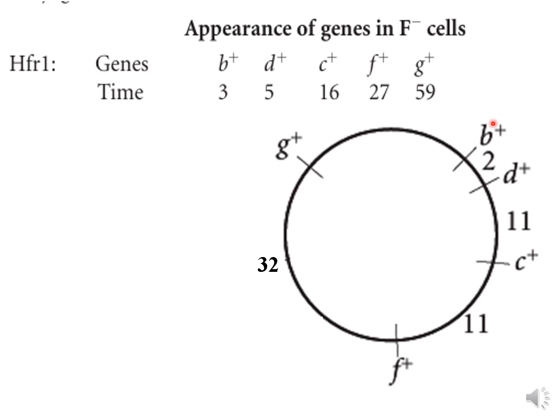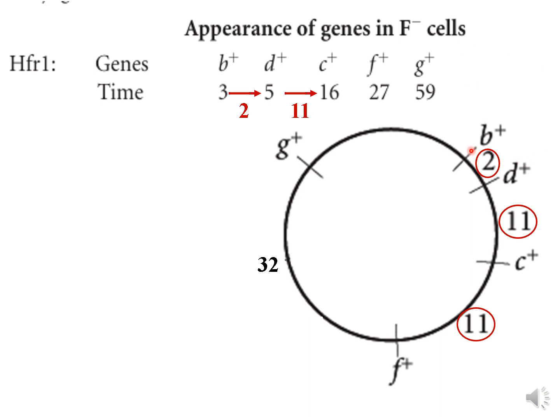So let's start with B. The distance between B and D is 2 minutes, and we calculated it by subtracting 3 from 5. Then the next gene to appear is C, and that appeared at the 16th minute. So when we subtract 5 from 16, we get 11, and we will write it in between D and C. Then for the distance between C and F, we will subtract 16 from 27, which will give us 11. We will write them between the two.